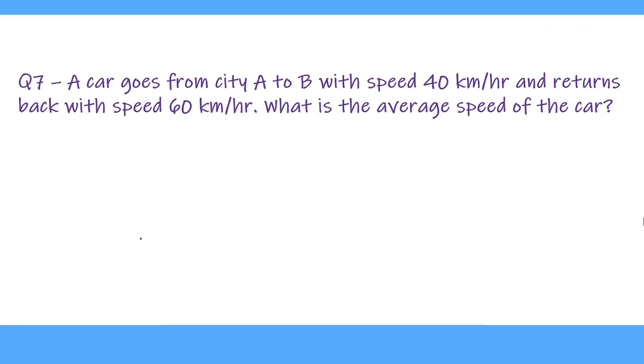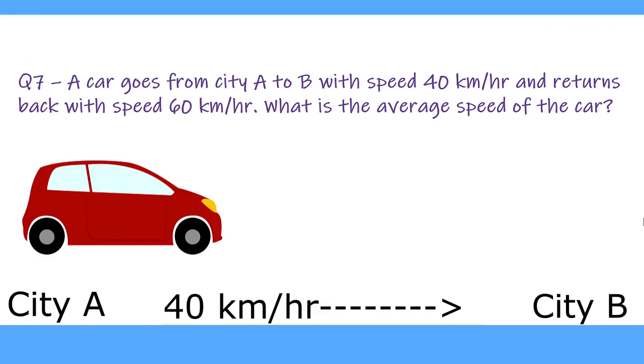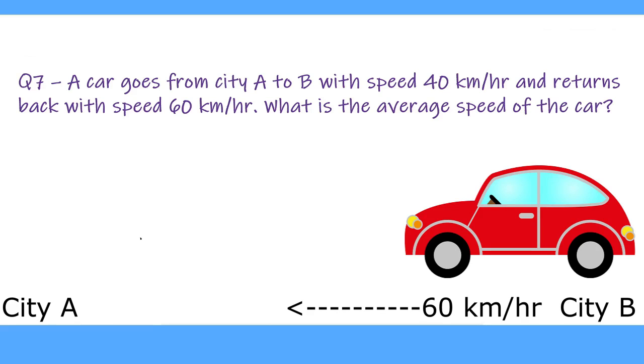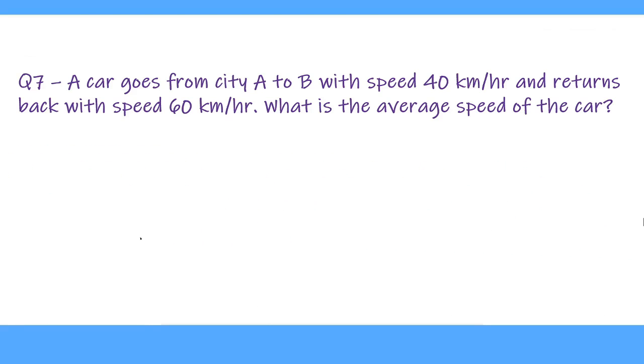Question number 7. A car goes from city A to B with speed 40 km per hour and returns back with speed 60 km per hour. What is the average speed of the car? Usually the mistake we make in solving this question is we add 60 plus 40, which is 100, and divide it by 2 for making the average, which comes out to be 50. But this is the wrong method and we should solve it properly.